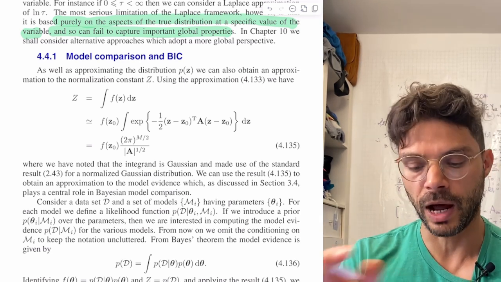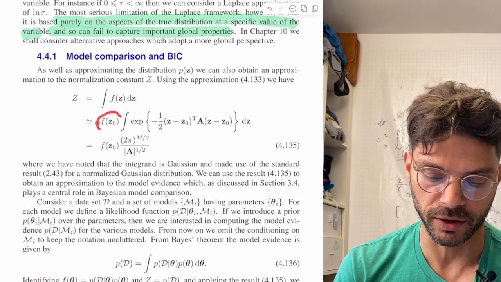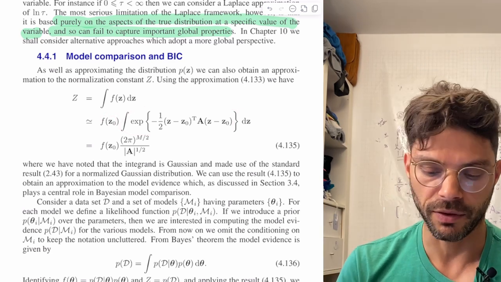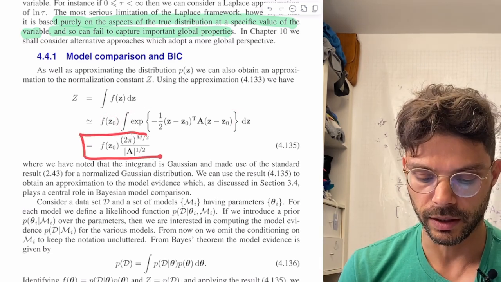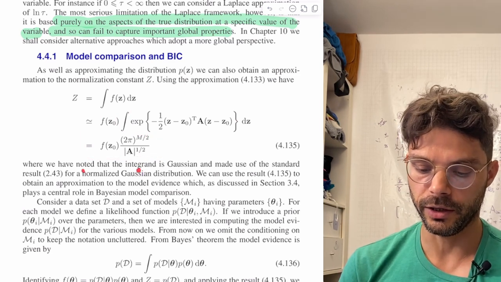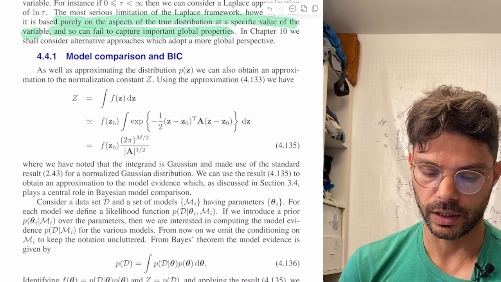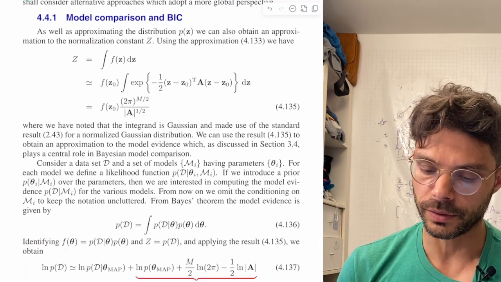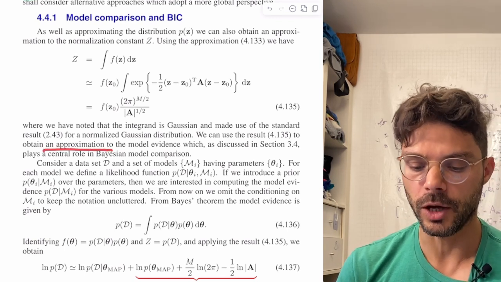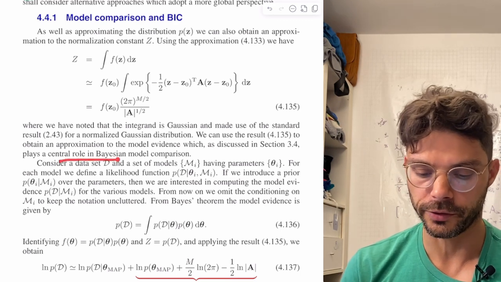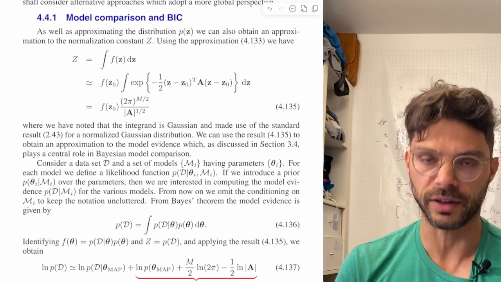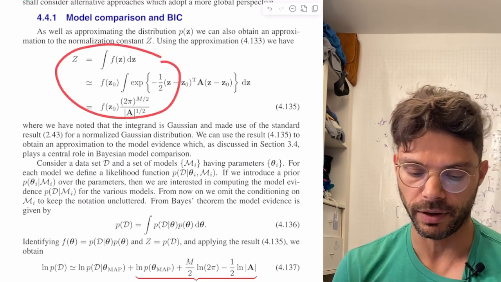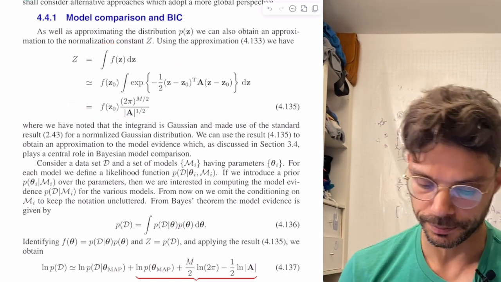And so we've now approximated the distribution, and we've got this peak term, and then this unnormalized Gaussian term, and from the standard results, we know that it comes out to this. So we have noted that the integrand is Gaussian and made use of the standard result for a normalized Gaussian distribution. Now we're going to use this result to obtain an approximation to the model evidence, which plays a central role in Bayesian model comparison. We're just going to look at what our model evidence looks like and plug in these values. So let's see how to do that.